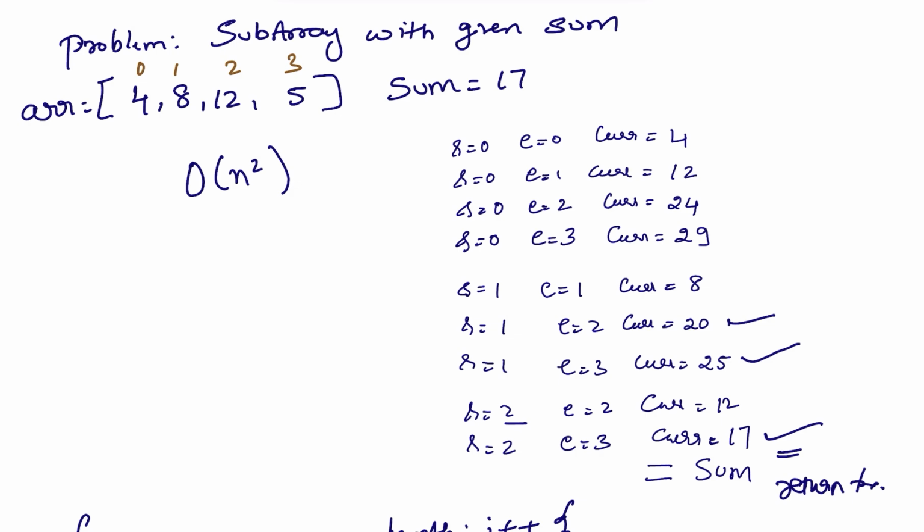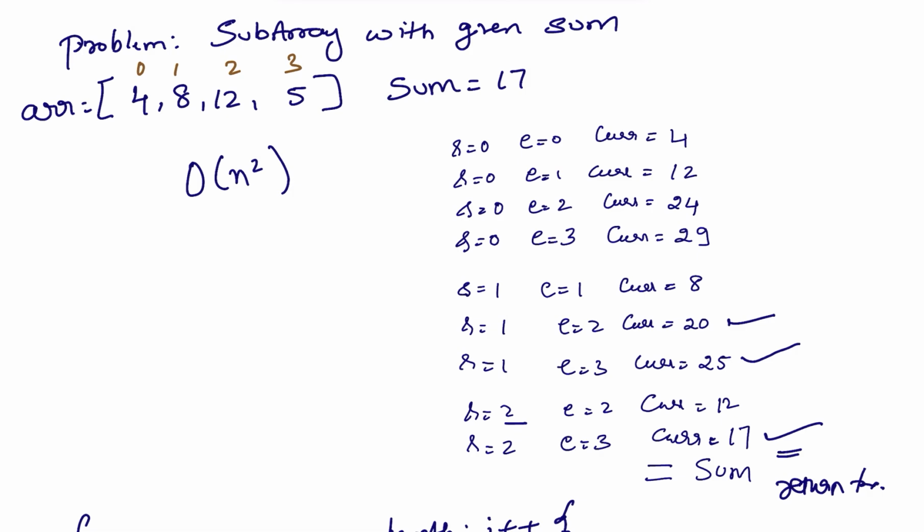Today we are going to discuss a problem called subarray with given sum. In this particular problem, we will have two input parameters to the function. One is an array and another is a sum. What we need to do is find the subarray in the array where the sum of the elements inside the subarray is equivalent to 17.